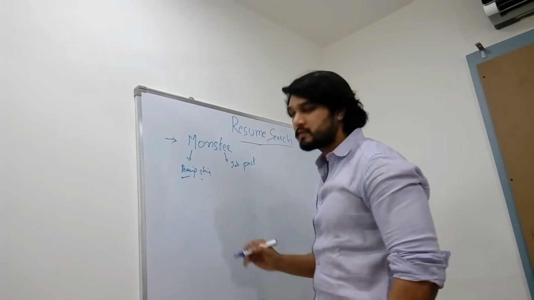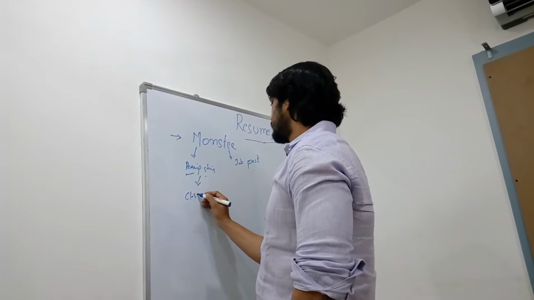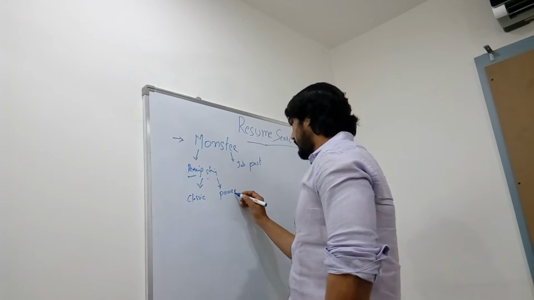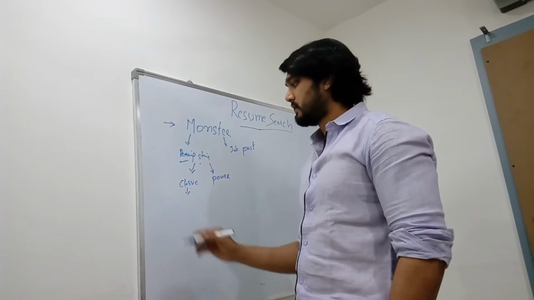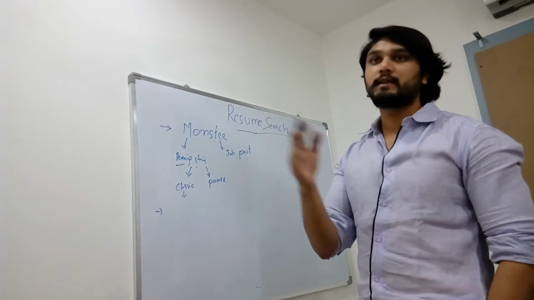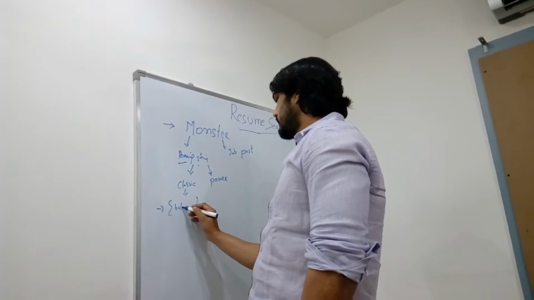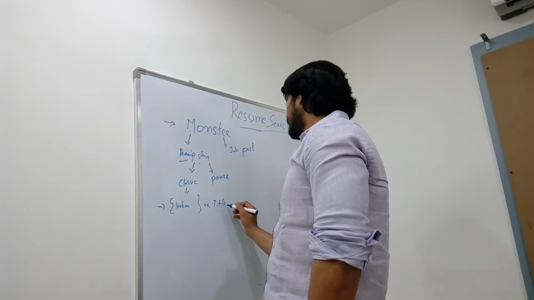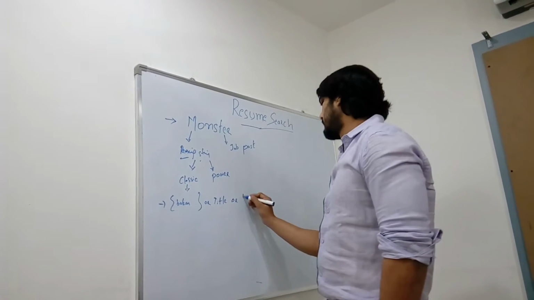Basically, in this resume search we have something new: one is classic search and one is power search. Coming to classic search, we apply a boolean string, or a title, or the required skill of what we are looking for.